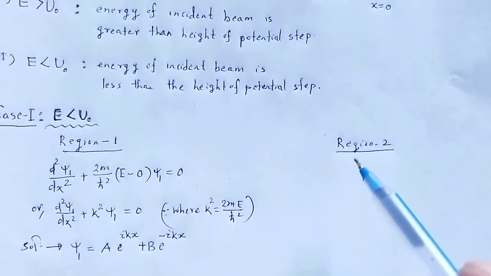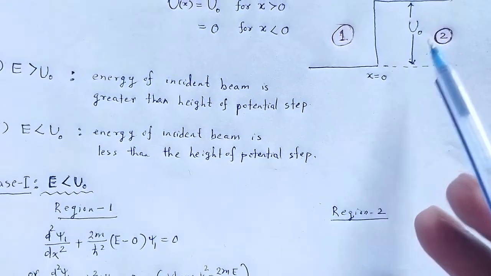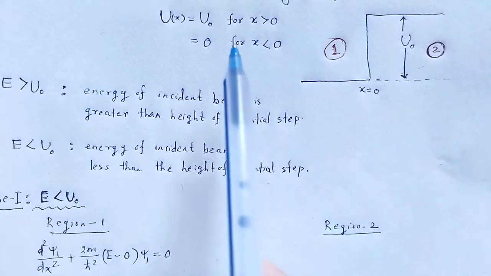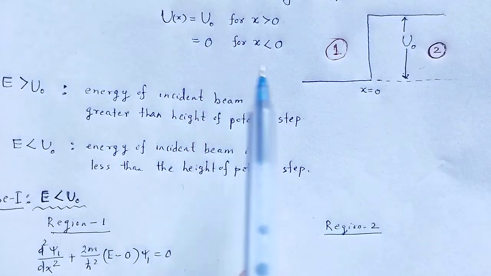Again, in region 2, what happens? We consider psi 2 as the wave function for region 2, and the potential will be U naught.